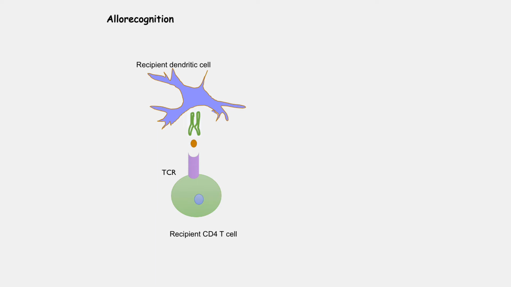In the next step, recipient T cells recognize donor HLA molecules or peptides derived from donor HLA molecules. This process is called allorecognition. Dendritic cells have HLA class 2 molecules and HLA class 1 molecules on their cell surface. These cells present antigens derived from pathogens on HLA class 2 molecules to CD4 T cells. T cells are capable of recognizing self-HLA class 1 and class 2 molecules, and the immune response is directed only against antigens derived from pathogens.